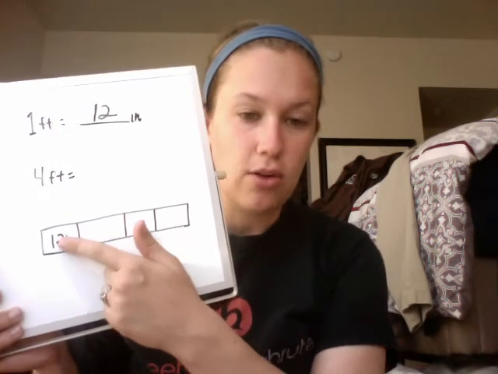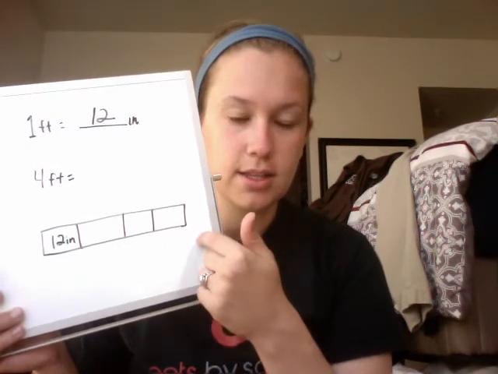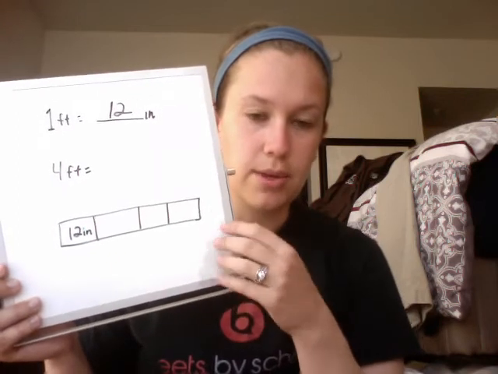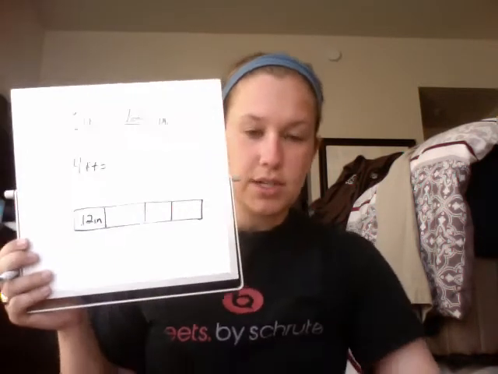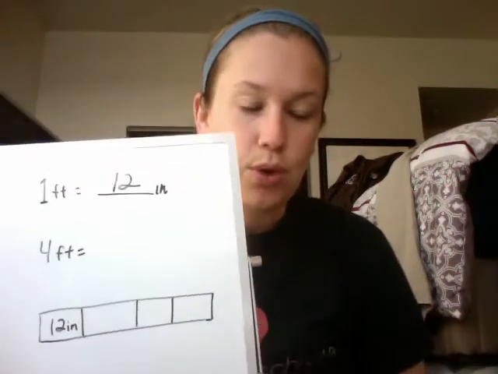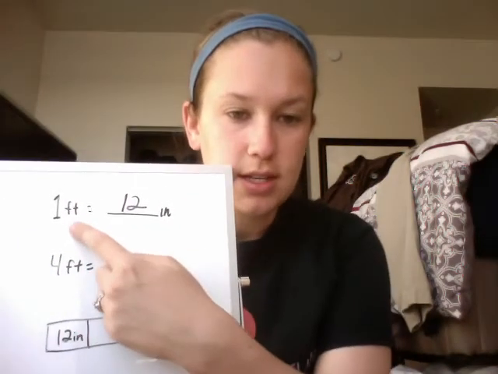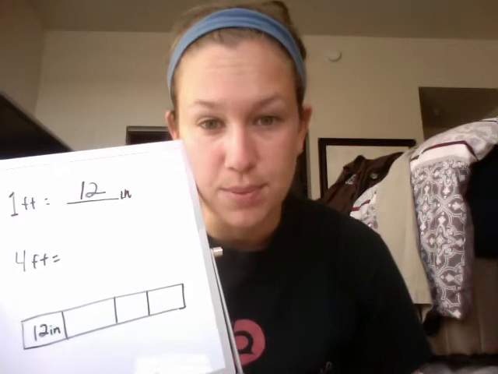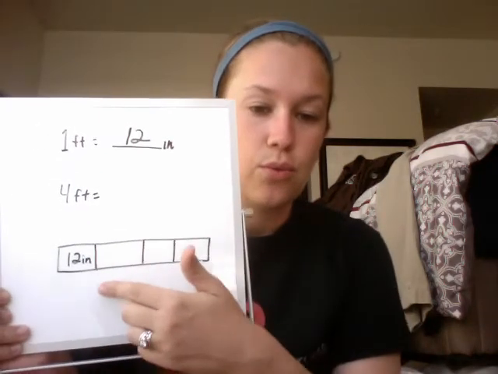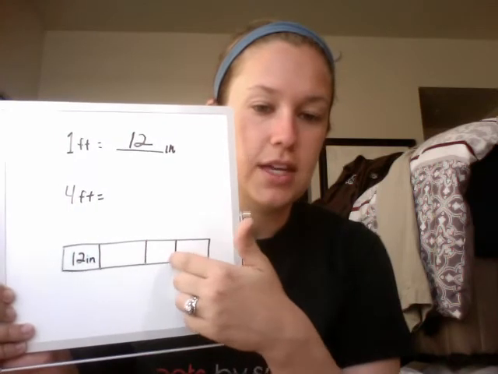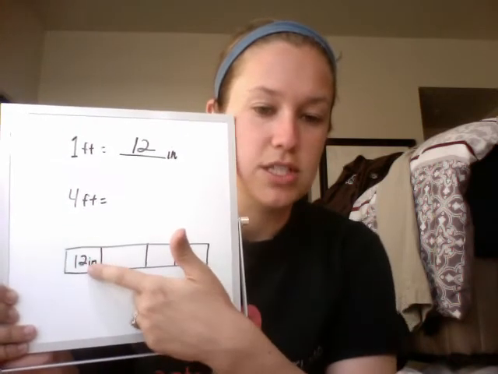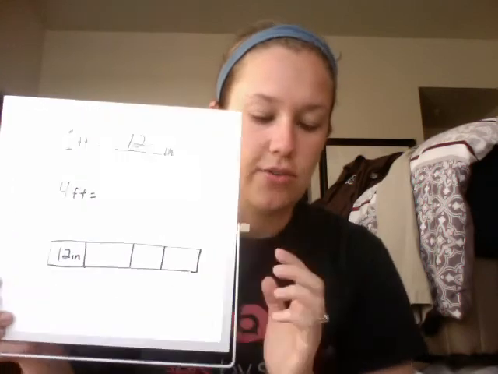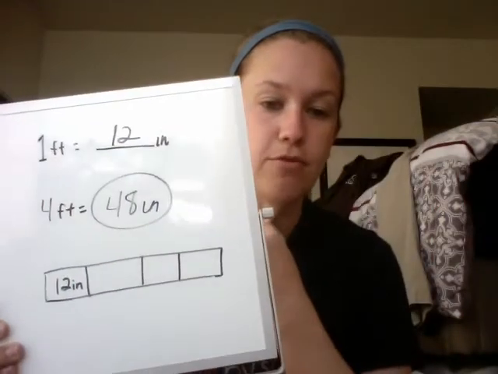You're going to have to multiply 12 by 4 to figure out the total of how many inches are in 4 feet. Pretty simple, right? So when we're going from a larger unit to a smaller one, we're usually going to have to multiply. So here again, this represents our 4 feet that we want to figure out. We know that there's 12 inches in 1 foot. So 12 times 4 will give us our answer, which is 48 inches. We multiplied 4 times 12.